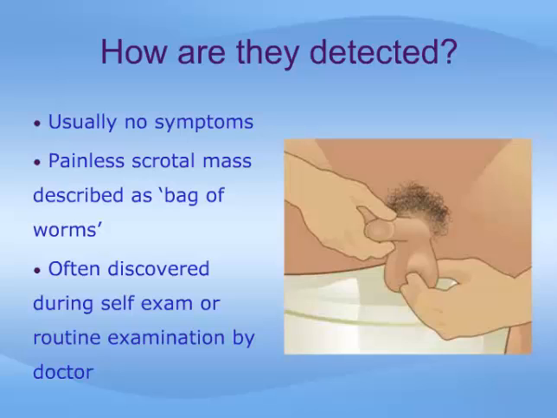Usually, varicoceles are not associated with any symptoms. In other words, they go unnoticed. When they become large enough, they are detected as a painless scrotal mass, classically described as a bag of worms. Men may discover them when they begin performing self-testicular examinations for testicular cancer. Often, they are discovered during a routine examination by a doctor.